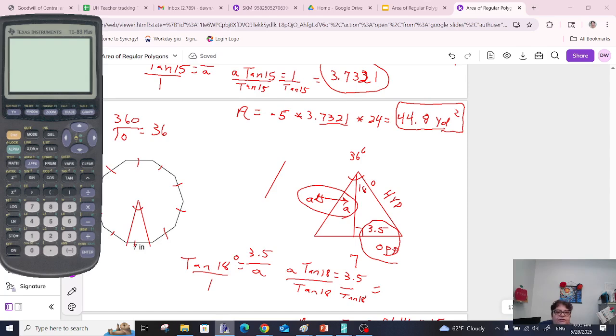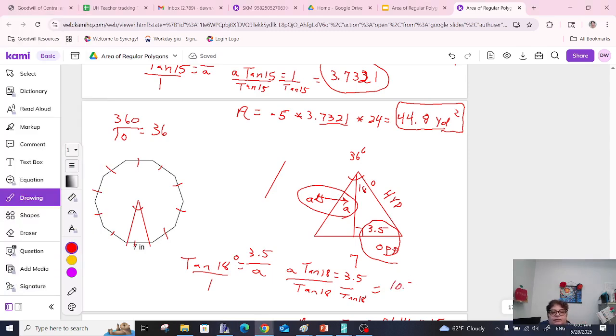Which is equal to, I'm going to check my mode, just to be on the safe side. I'm good. So that would be 3.5 divided by tangent 18. Because of rounding errors, I'm going to go out 4 decimal places. So this would be 10.7719, because that 8 rounded up to a 9. So this is the apothem.